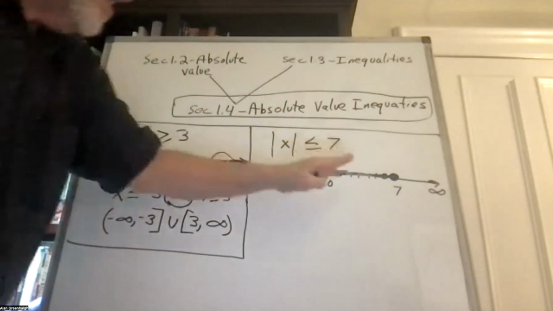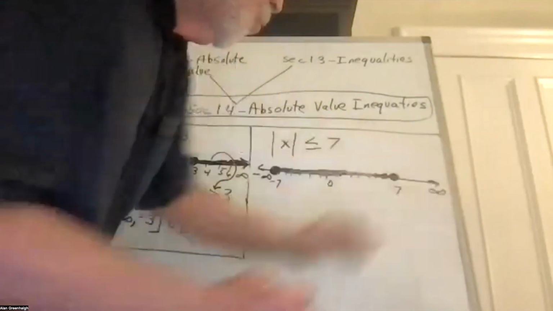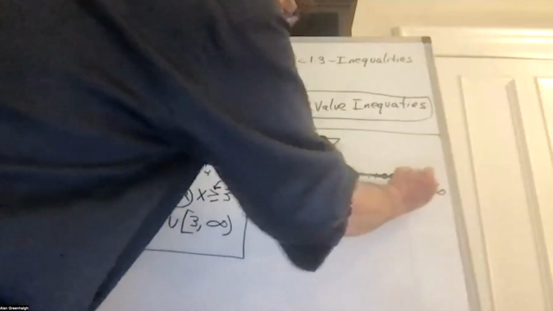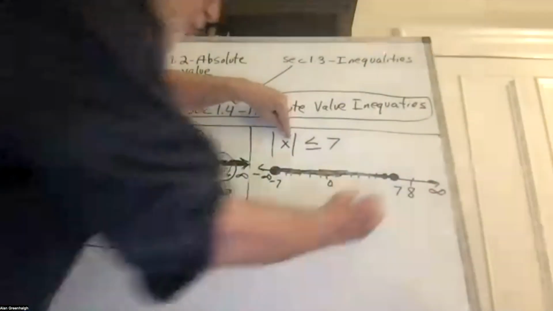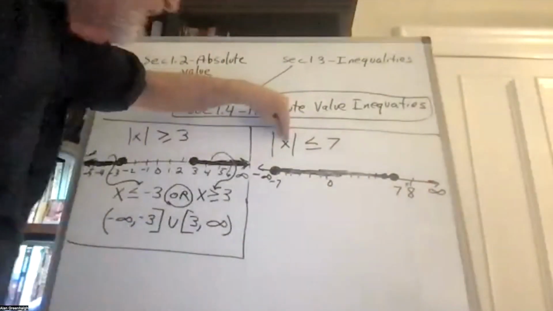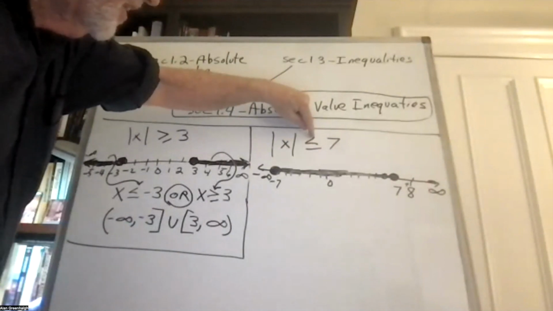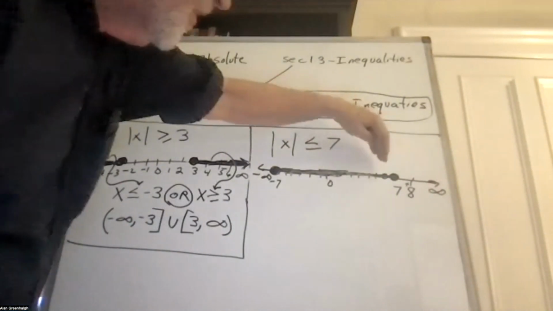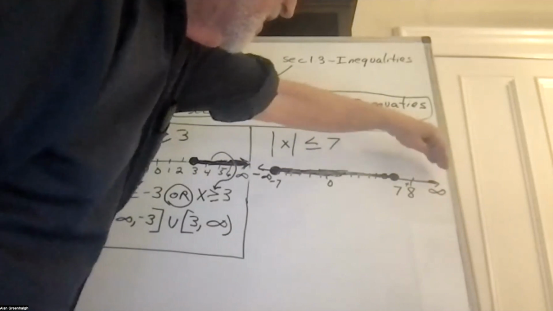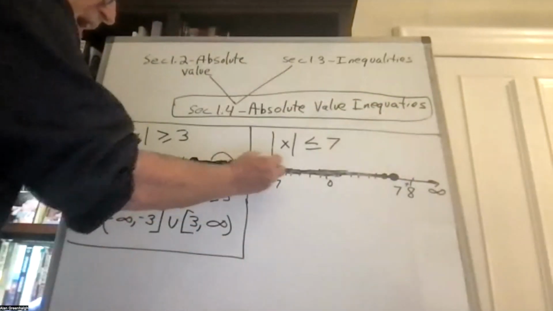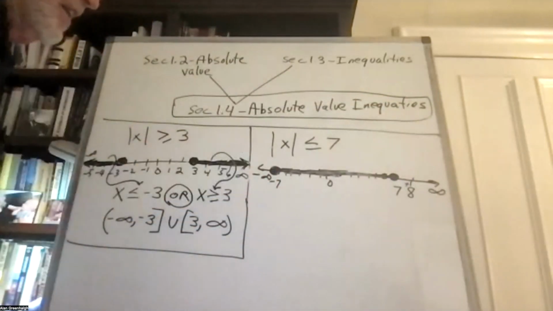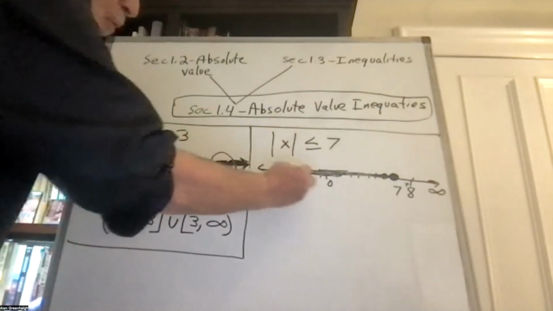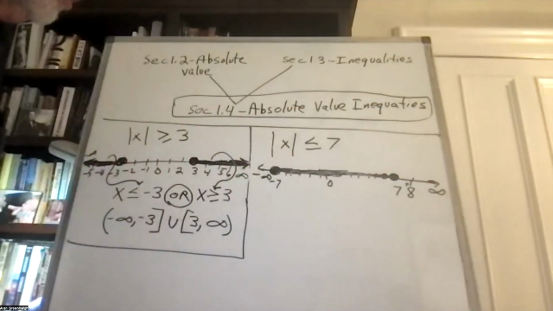However, everything over there won't work, like 8, because the absolute value of +8 is 8, which is not less than 7. So anything greater than 7 is not going to work. Everything less than -7 is not going to work. Therefore, this represents the solution.